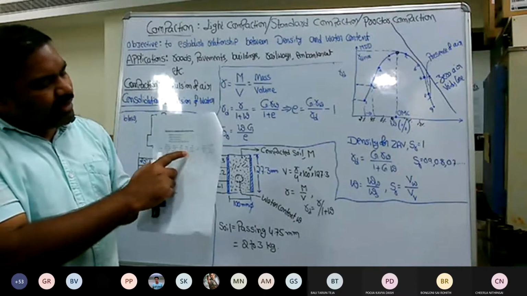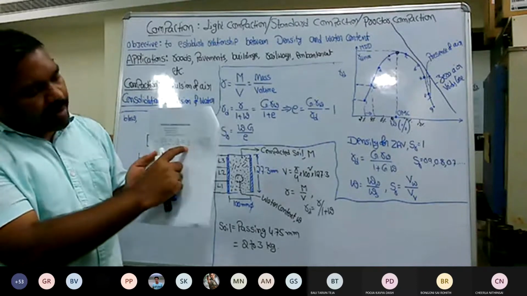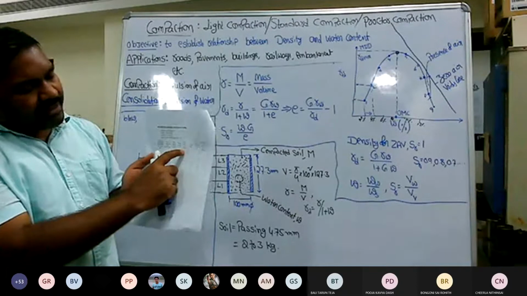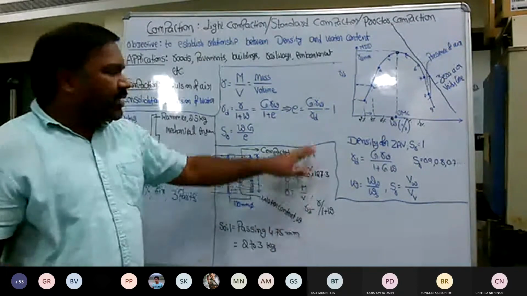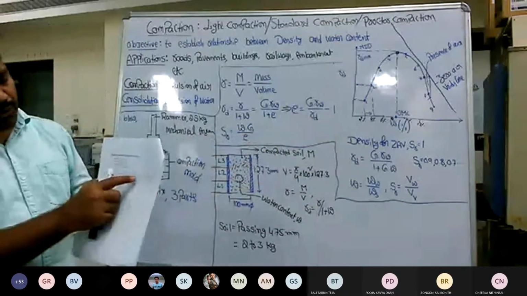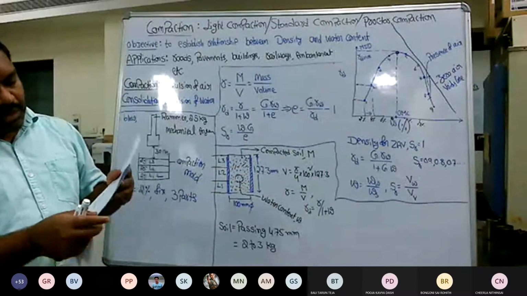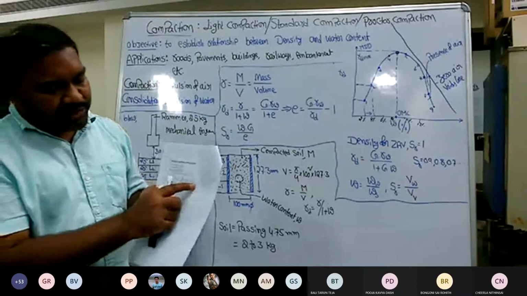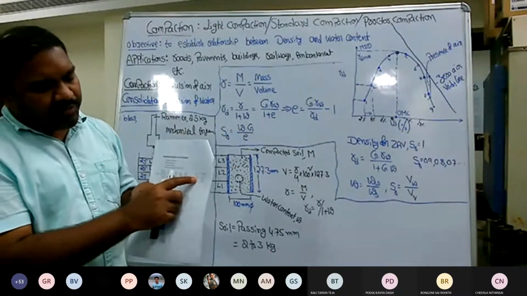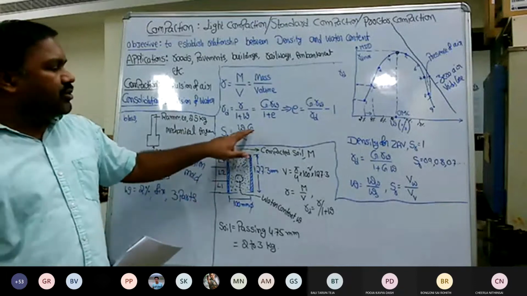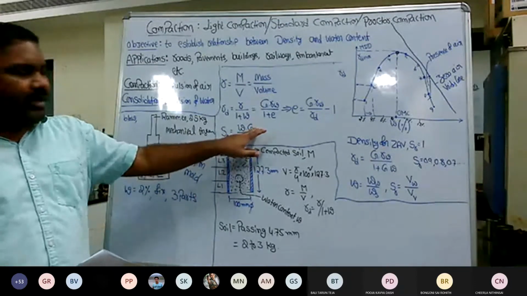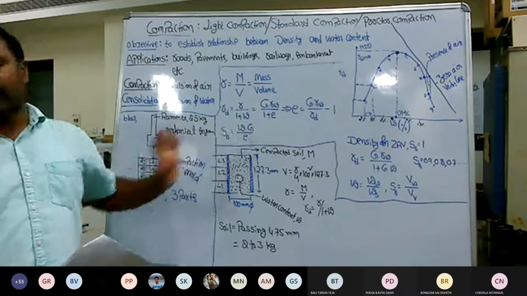Then dry density: gamma D is equal to gamma divided by 1 plus water content. Once I know the gamma D, we can calculate the void ratio. Once the void ratio is known, you can assume some value of the specific gravity of the soil solids, and you can calculate the degree of saturation.